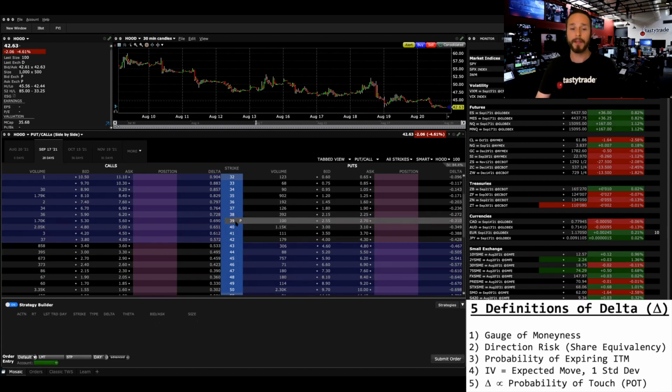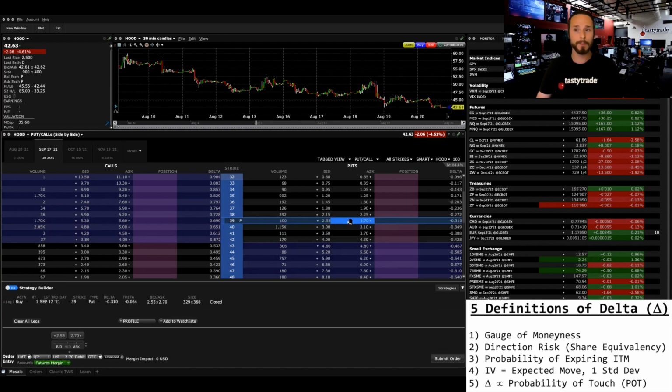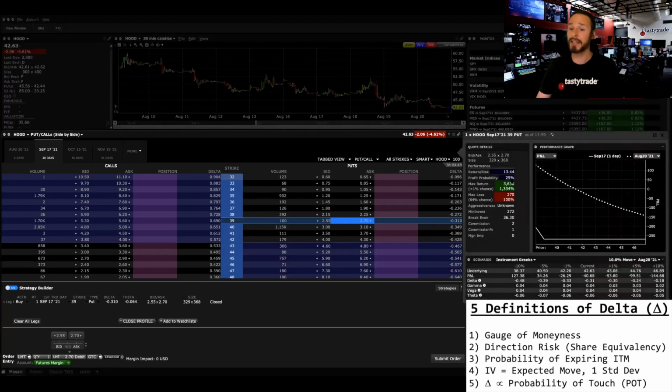So if I was to buy the 39 strike put, which is the 31 delta, I know that the probability of winning on that trade is going to be roughly equal to 31%. But if I look at my profile here, it's actually saying it's 25%. So this is a low probability trade. I wouldn't want to do this. It's doing a calculation here, taking into account the debit that I'm paying. So it's not exactly 31%, it's actually saying 25%. But that's why delta is roughly equivalent to the probability of expiring in the money.